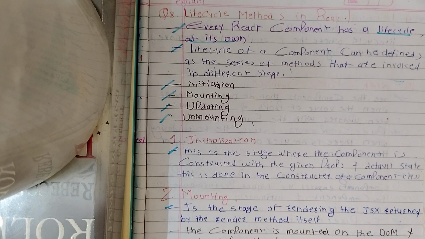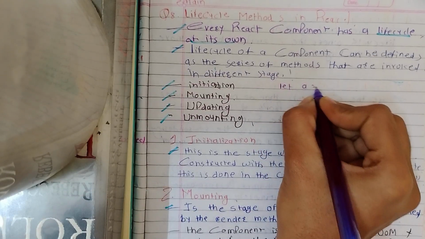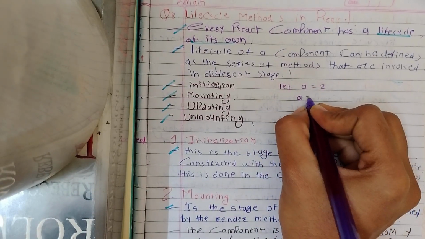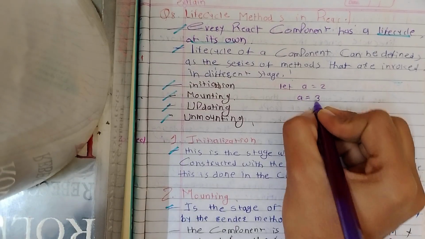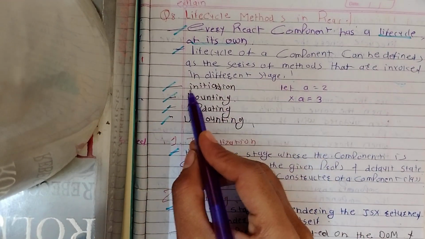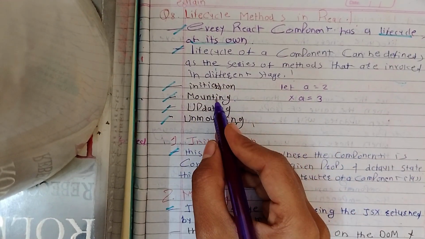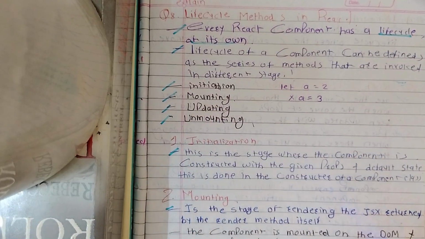So in React, we cannot directly change the state. Like if we declare a variable let a = 2, we cannot reinitialize it to 3. This is not valid in React. So for that purpose there are life cycle methods. There are 4 main phases: initialization, mounting, updating and unmounting.